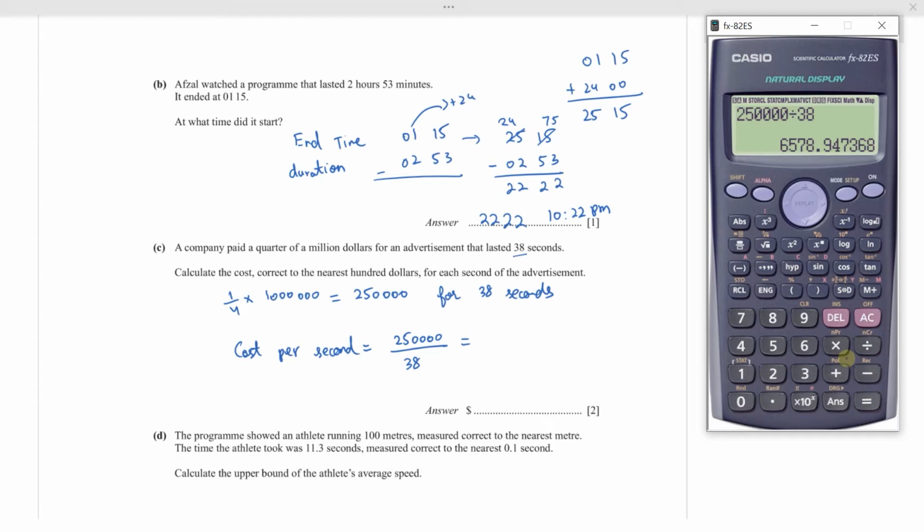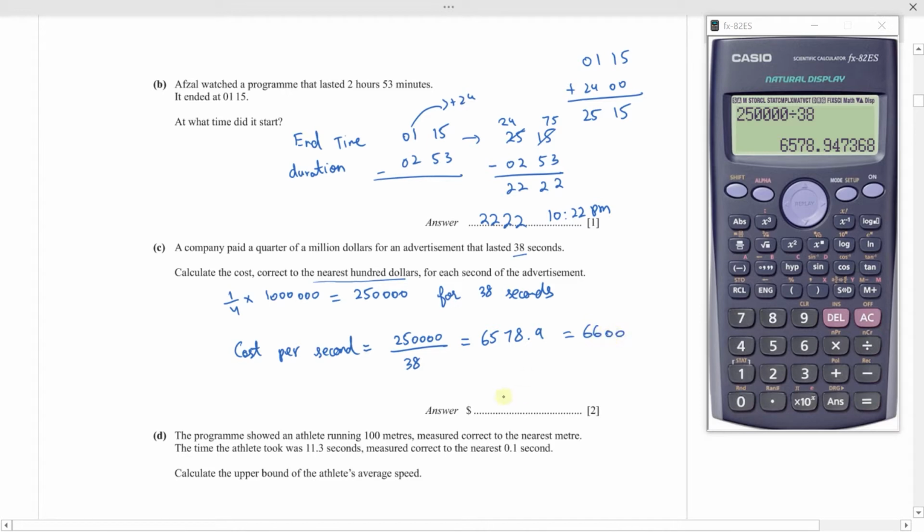So this is 6,578.9. And since the question asks the answer to be to the nearest $100, I will round up 578 to 6,600. So this will be $6,600.